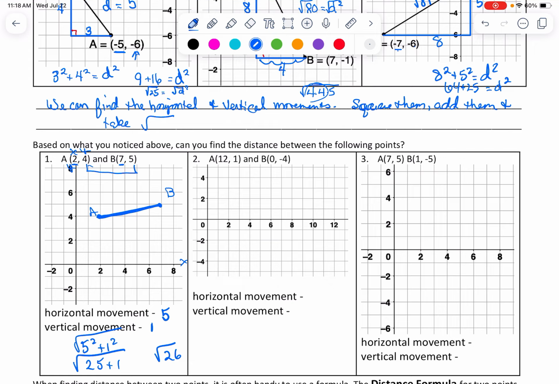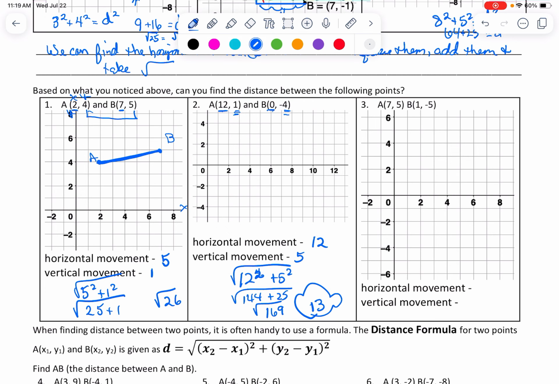Picking up some speed here, same idea with number 2. 12, 1 and 0, negative 4. We've moved from 12 to 0, we've moved 12. And from 1 to negative 4, we have moved a total of 5. And so 12 squared is 144. 5 squared is 25. 144 and 25 is 169. So the square root of 169 is 13. That's the distance between those 2 points.